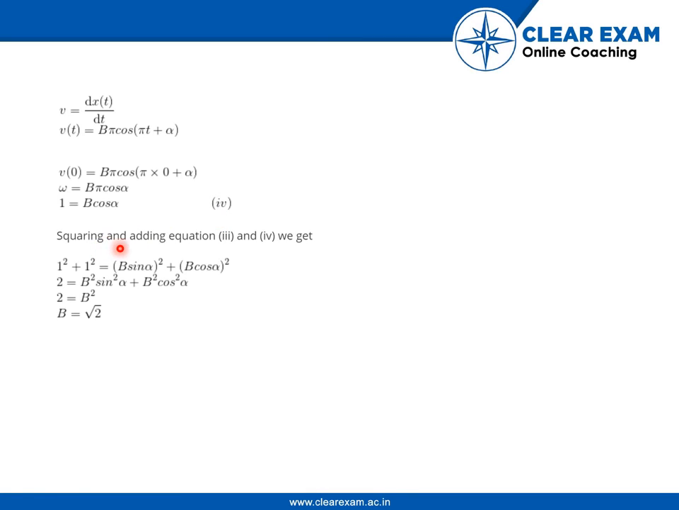Now again squaring and adding these two equations, that is 3 and 4, we get b equal to root 2. Now dividing equation 3 by 4, as we have done before for the first and second equation, we get tan alpha equal to 1, that is alpha equals pi by 4, 5 pi by 4, 9 pi by 4 and so on.